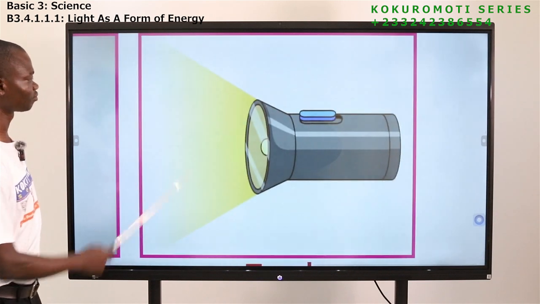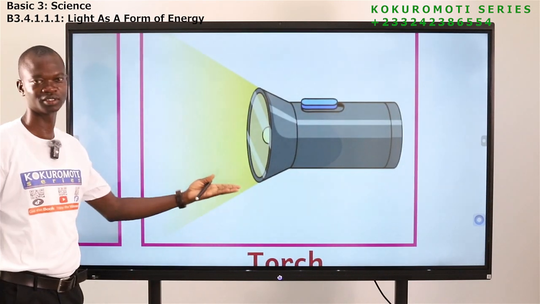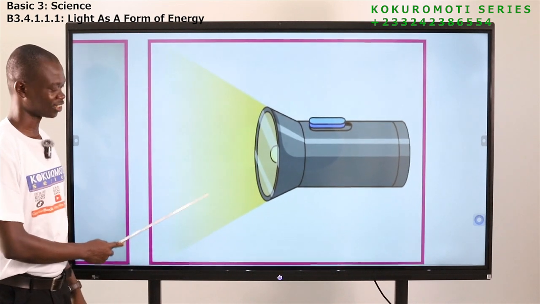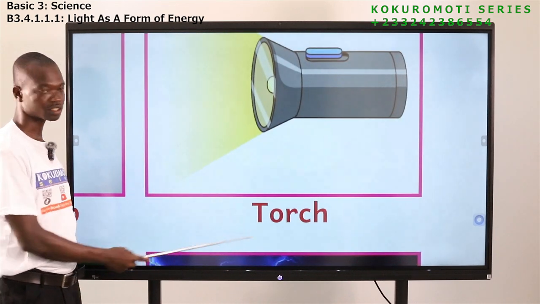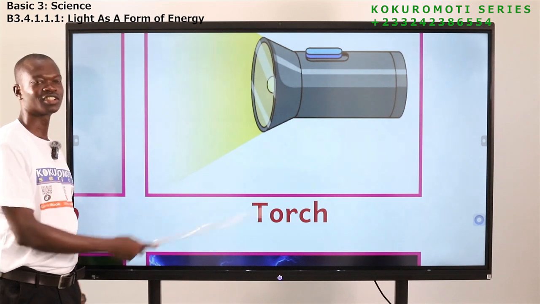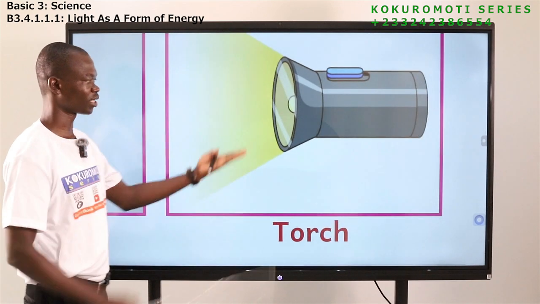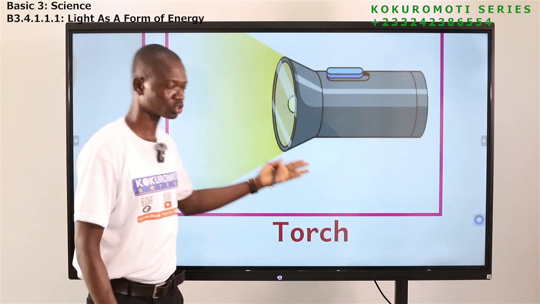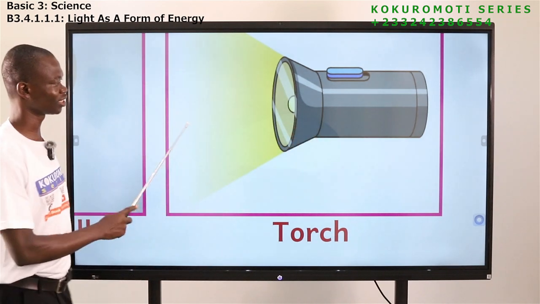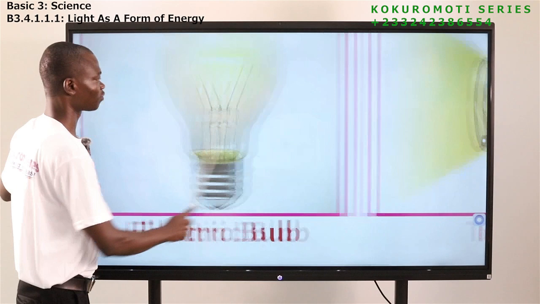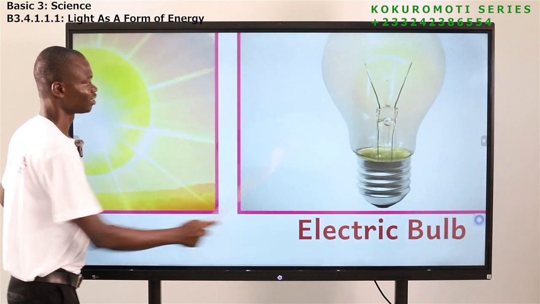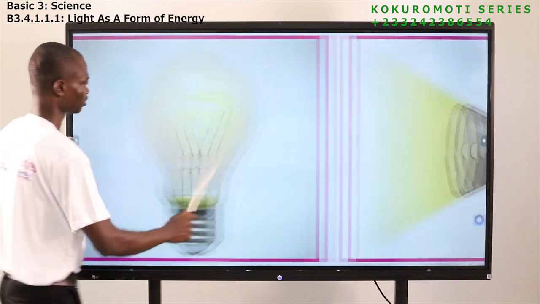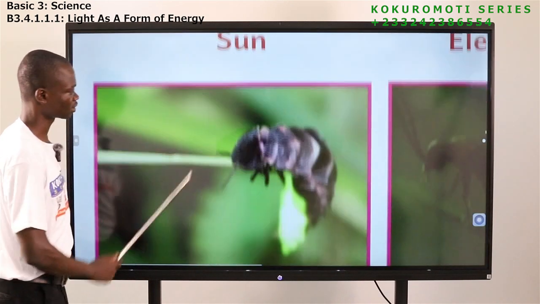There is another one here. This is very common. What is the name of this? Okay, so let me scroll up. The name is torch. So we get light from torch or flashlight. So this is another picture. So you have seen three pictures: the sun, the electric bulb, and what? The torch. Now let's go back, move to the next.